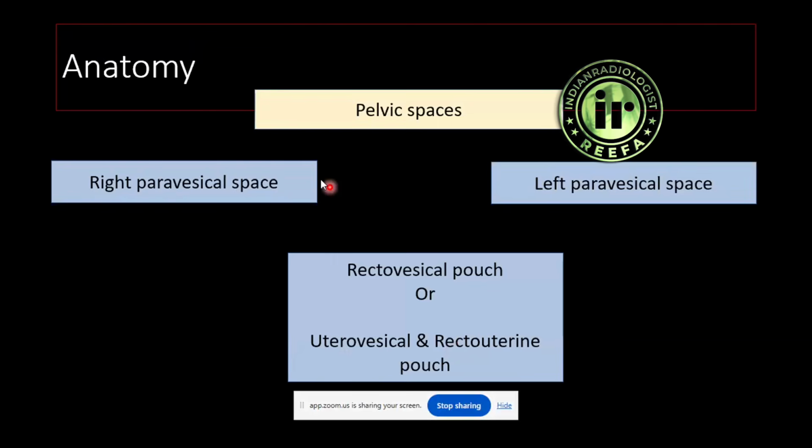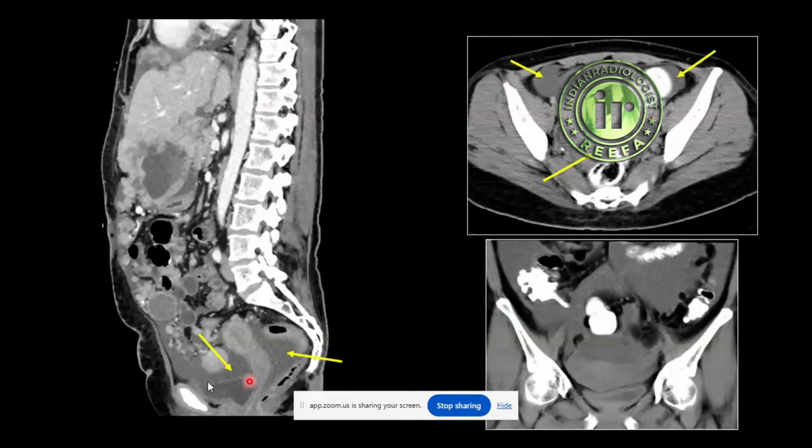The pelvic spaces are the right and the left paravesical spaces on both sides of the bladder, and posterior to the bladder you have the uterovesical or rectovesical pouch and the rectouterine pouch. As the peritoneum goes over the surface of the bladder and over the surface of the uterus and in front of the rectum, you have the uterovesical pouch there and the rectovesical pouch. So these are the two pelvic spaces.